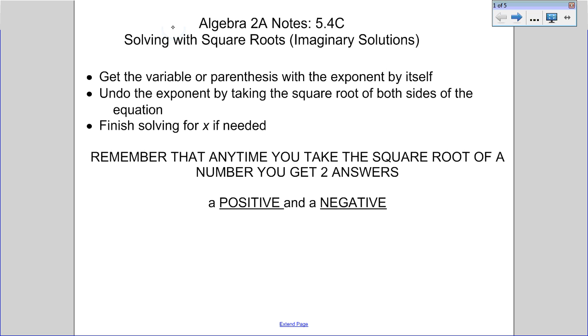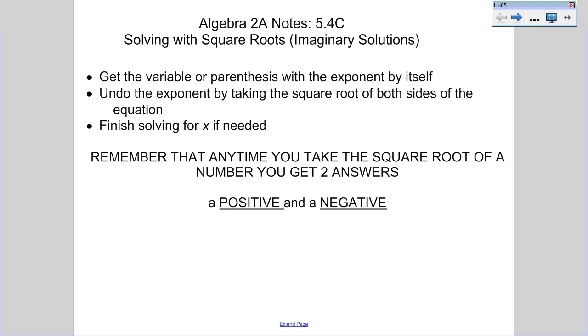Right, ladies and gentlemen, let's take a look at lesson 5.4C. What we're going to do now is solve quadratics. But we're going to solve quadratics that would originally be no solution because we would end up taking the square root of a negative. Now we're going to show you what to do so that we can take the square root of a negative number and have our imaginary solutions.